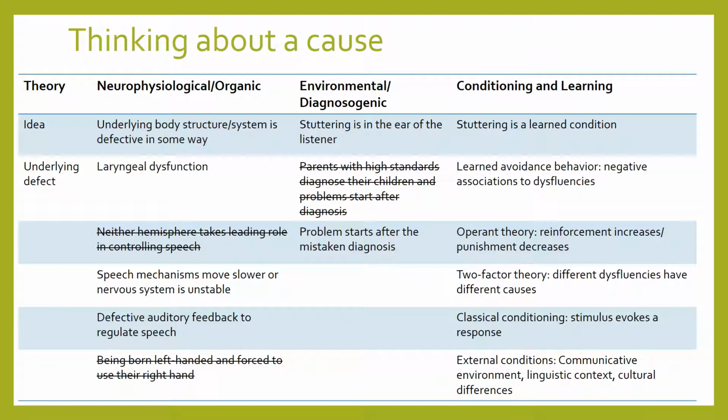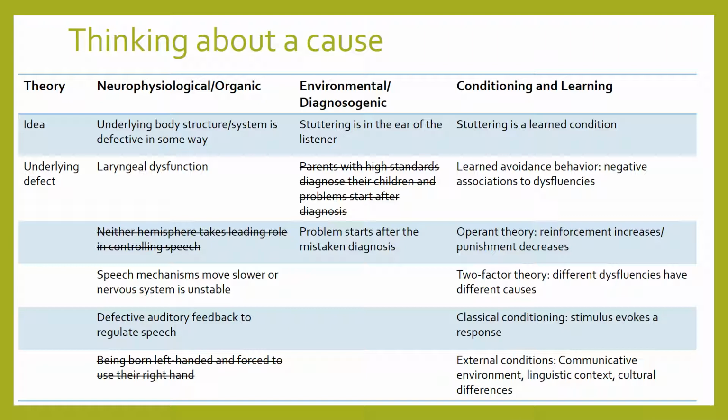So I said before, we don't know exactly the cause of stuttering, but we do have a lot of theories behind it. So we've been through a lot of different theories over the years, and they're all kind of based in these three categories: either a neurophysiological or organic cause, an environmental or a diagnosogenic cause, or a conditioning and learning cause. So the idea for the neurophysiological or organic theories state that there is some type of underlying body structure or system that's defective in some way.